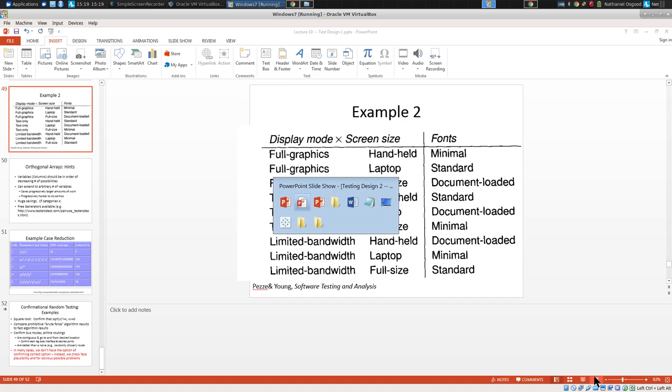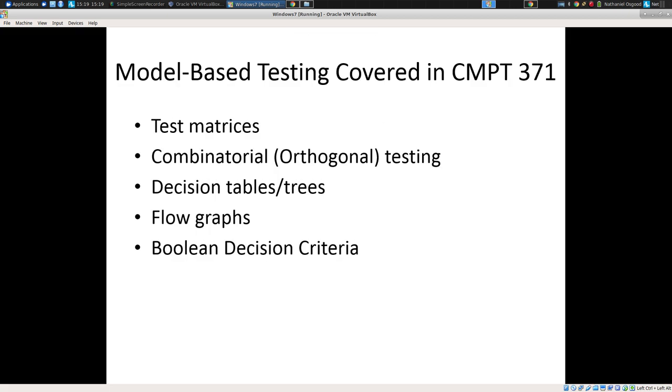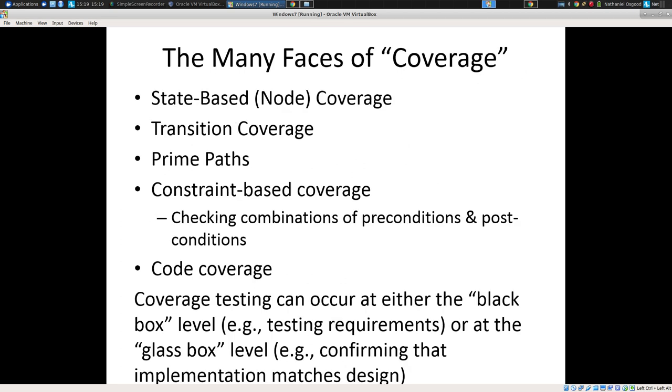Where we had different variables, right? Decision trees. We saw that a bit last time. Flow graphs, we're going to be seeing a lot, and we might get into Boolean decision criteria. Now, there's this term coverage testing, which is sometimes used as if it's just one thing. In fact, there's many faces of it.